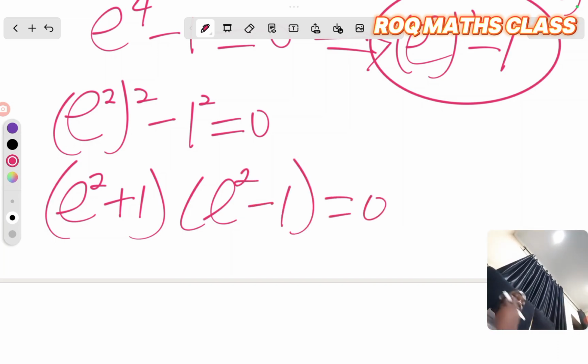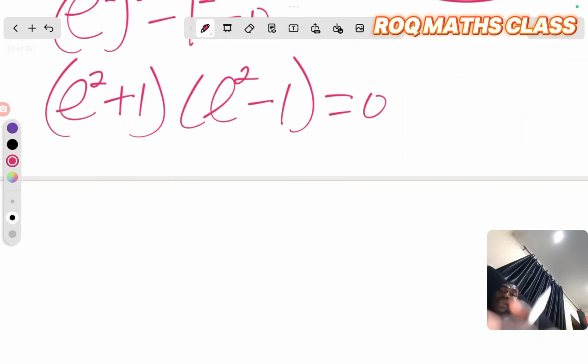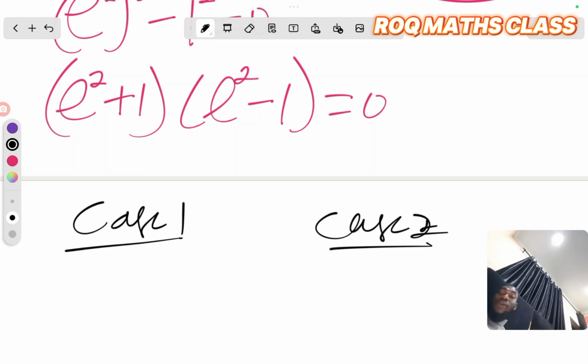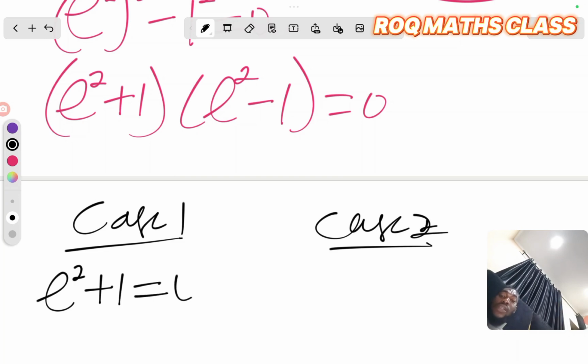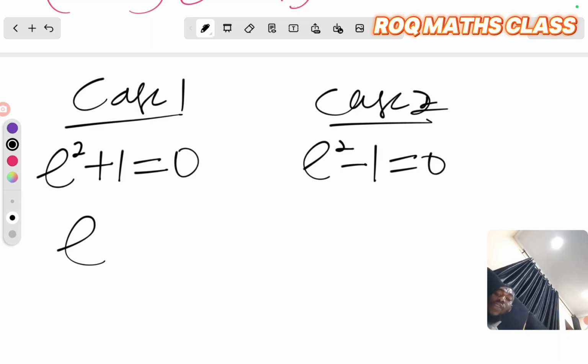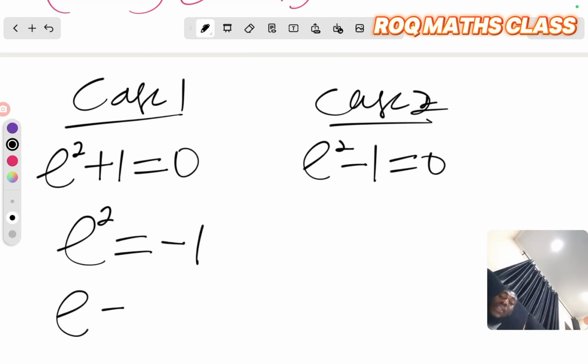In this case, we are going to have two cases. So the first case, let me name it case 1, and our case 2. But I'm going to deal with case 1 first. For case 1, you're going to have e to the power of 2 plus 1 equals 0. And for case 2, you have e to the power of 2 minus 1 equals 0. So let's find the value of our e. In that case, we are going to have e to the power of 2 is the same thing as minus 1. And our e is plus or minus the root of minus 1.